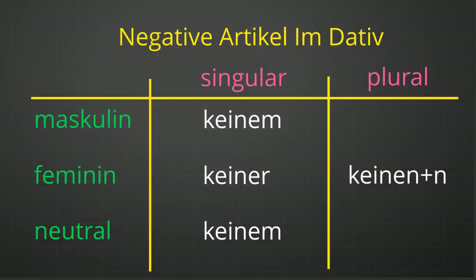Let us see negative article im Dativ. Masculine singular negative dative article is keinem. Feminine singular negative dative article is keiner. Neuter singular negative dative article is keinem. For all three, masculine, feminine and neuter, plural negative dative article is keinen+n. Keinen is the negative article and n will be the ending for your plural noun.